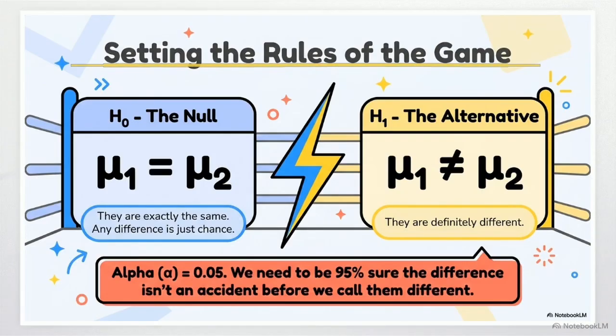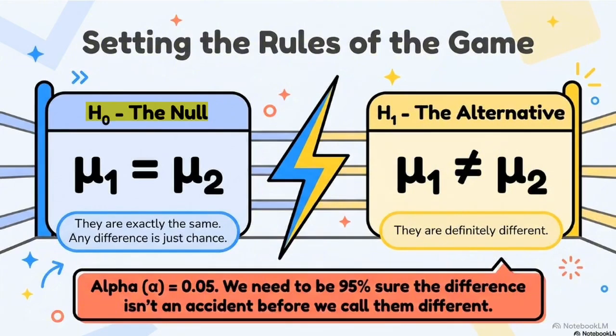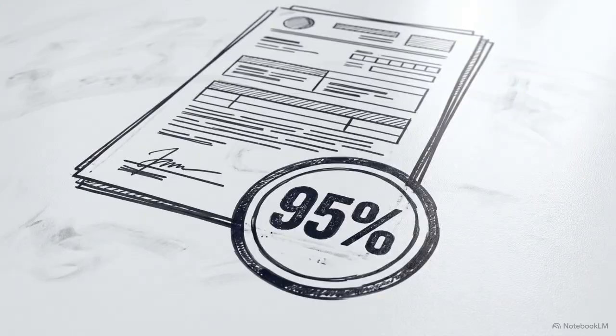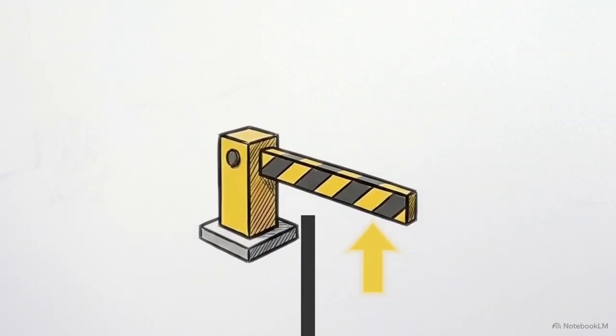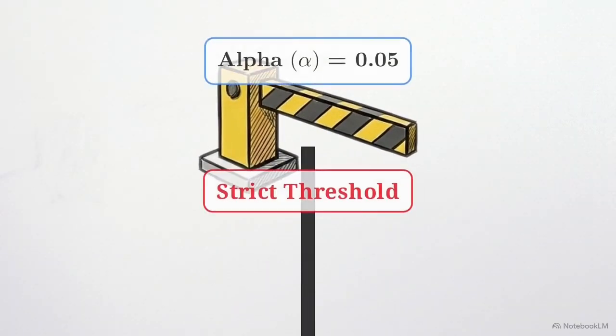This diagram illustrates the two opposing rules of the game. The null hypothesis, or H0, assumes no difference exists. The alternative hypothesis, H1, claims a definitive difference. To officially declare an alternative difference real, we require a strict 95% certainty level, known as an alpha of 0.05. This sets a high bar for evidence.